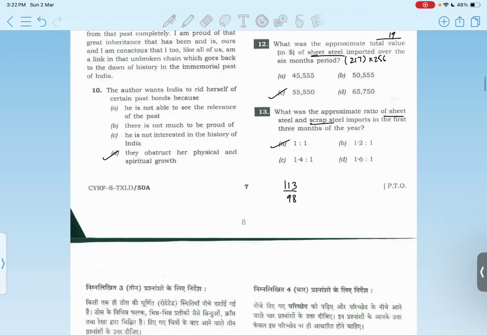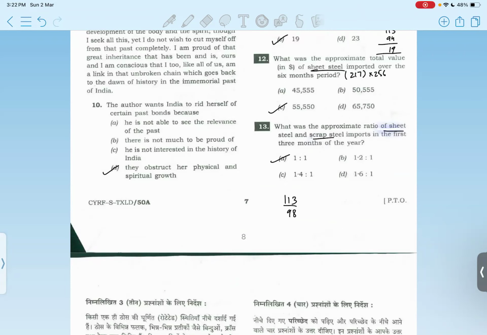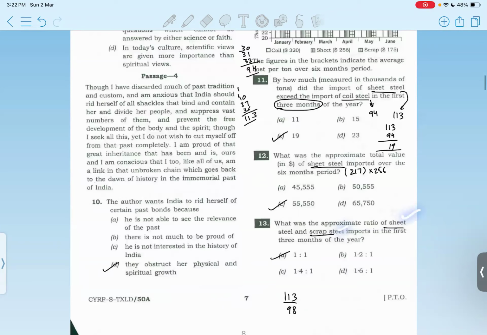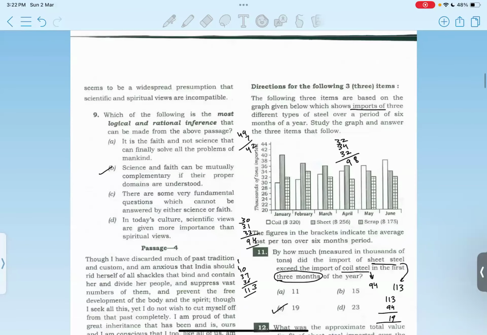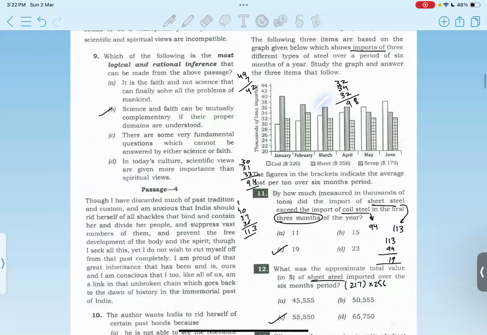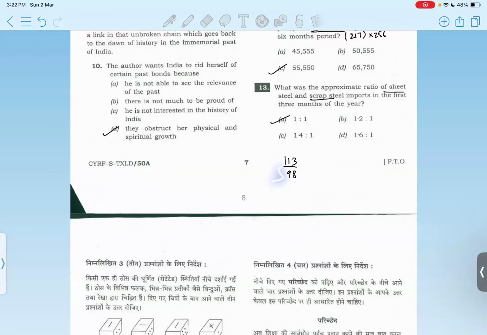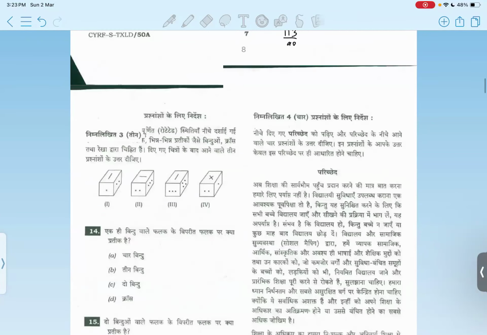13 is again on its basis. So what was the approximate ratio of the sheet steel and the scrap steel imports in the first 3 months? Again, you just have to calculate the ratio. First, calculate the value for first 3 months for sheet and the coil one, and put it in ratio. It would be 113 is to 98. So it should be 1 is to 1, because when you divide 113 by 98, it would turn out to be somewhere 1.1, but that is not given as an option. 1.2 would be invalid, so I went with 1 is to 1. Option B. But again the value was exceeding, so we'll recheck this again.